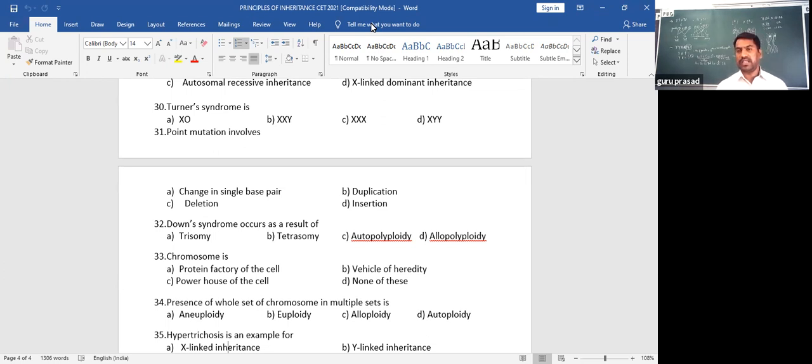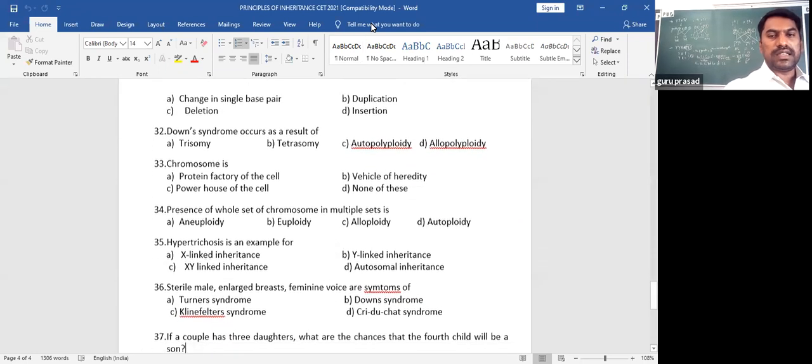For that, in NCERT, they have given RAM as a red cap, adding one nitrogen base in a particular word, you may find the changes. So duplication, deletion, insertion is for frame shift mutation. Change in the single base pair is for point mutation.